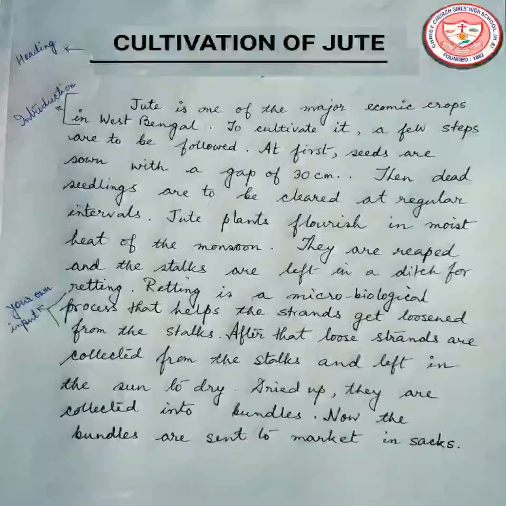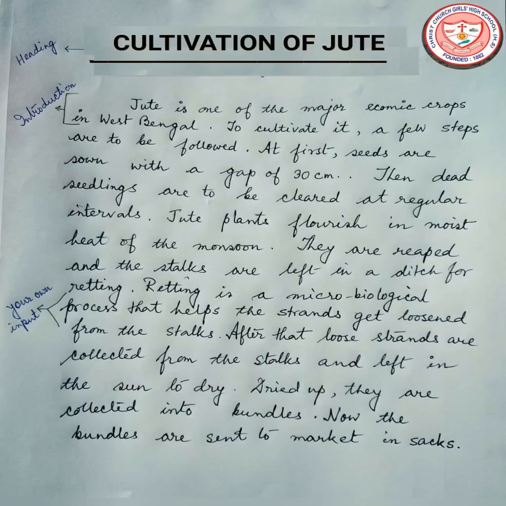Cultivation of jute. Now girls, this is the heading, and you can see that I have written it in block letters and I have underlined it. Now let's start writing the paragraph. Jute is one of the major economic crops in West Bengal. To cultivate it, a few steps are to be followed. At first, seeds are sown with a gap of 30 cm. Then dead seedlings are to be cleared at regular intervals. Jute plants flourish in moist heat of the monsoon.